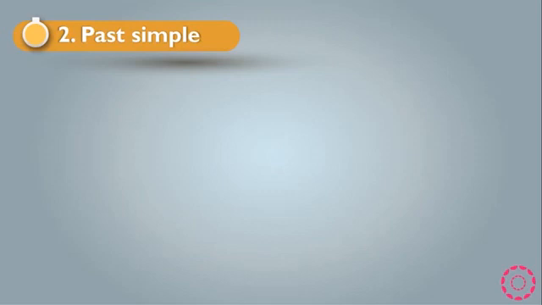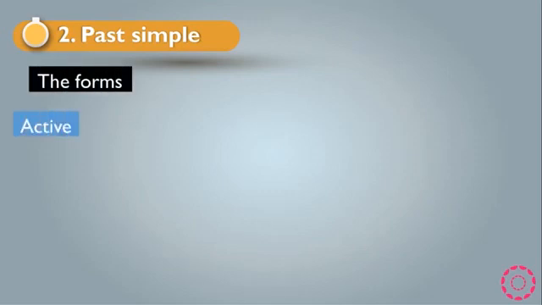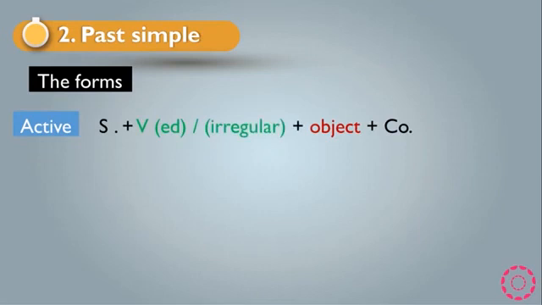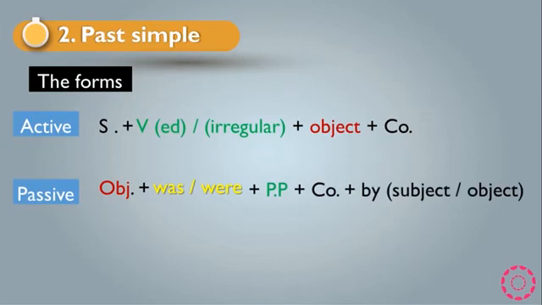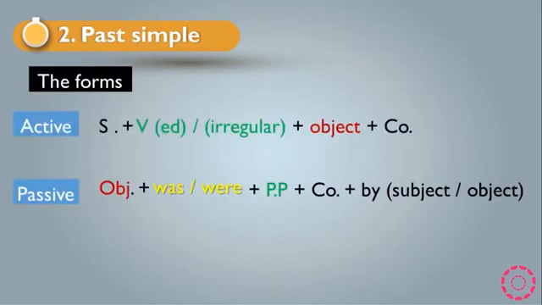The second type is past simple. The active form of past simple is subject plus verb ed or irregular plus object plus complement, and the passive form of past simple became object at the beginning, was or were according to the object, plus past participle plus complement plus by subject or object if the sentence is asked to use by, or passive by agent.